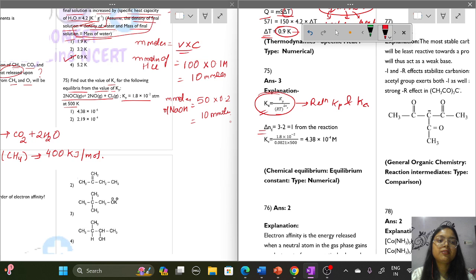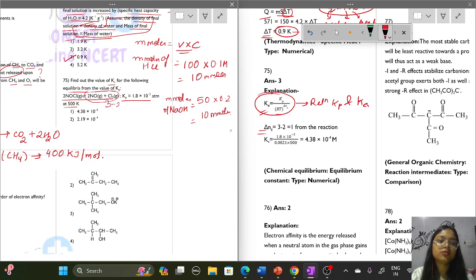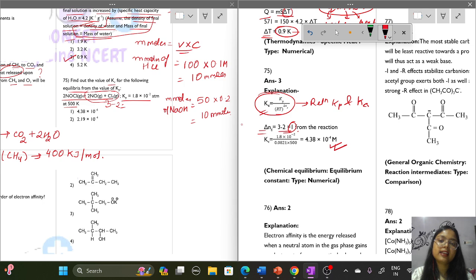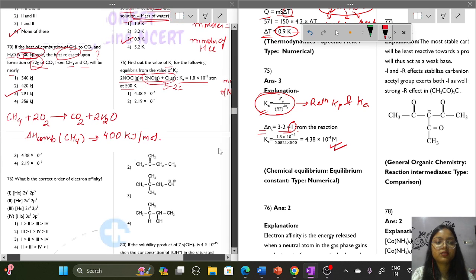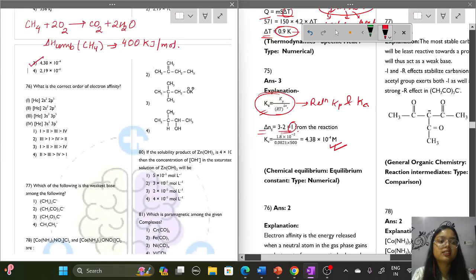Delta Ng, we know from the equation, is the number of moles in the product, which is 3, minus the number of moles in the reactant, which is 2. So what will be delta Ng? It will be 1 for the reaction. On putting this value in the given equation, we get Kc as 4.38 × 10^-4 molar. So which is the correct answer? Option 3 will be the correct answer for this case.